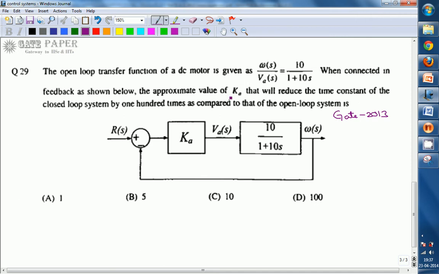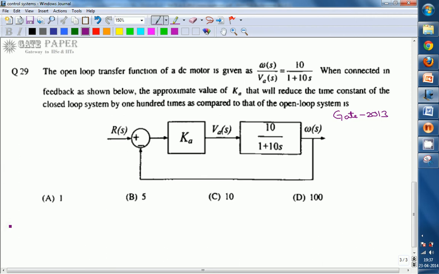Now we are going to find the Ka value that will reduce the time constant of the closed loop system by 100 times as compared to that of the open loop system. Now we'll see the solution for this.